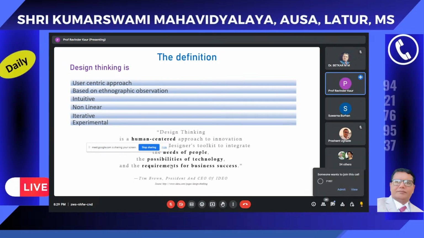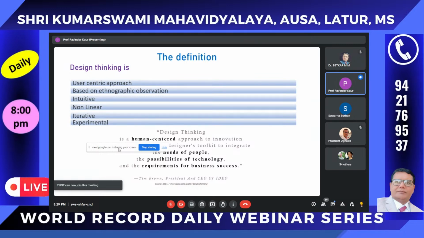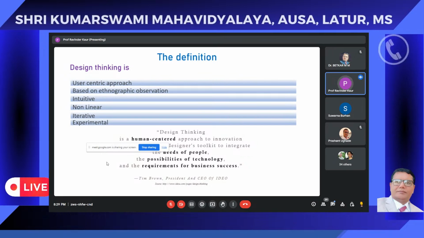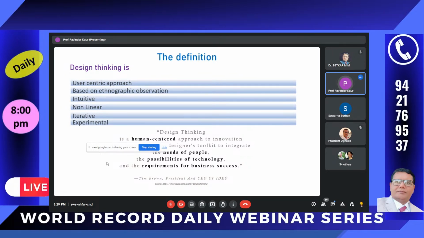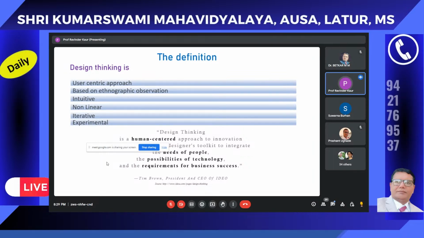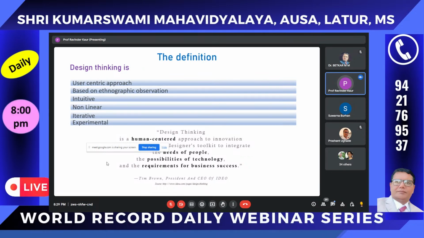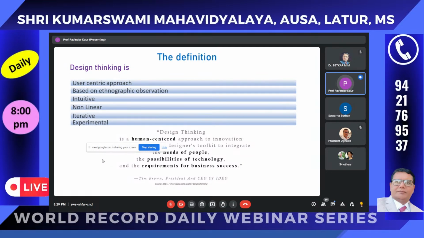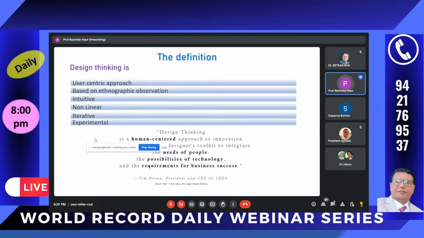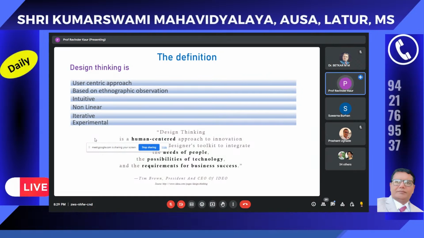I keep on experimenting, and as per the proper definition by IDEO, which is a school at Stanford University, this is the School of Design Thinking. So Tim Brown is the person who gave the design thinking approach, and he says design thinking is a human-centered approach towards innovation and having a designer's toolkit where the three main things are to be seen. One is desirability, that means what people want.